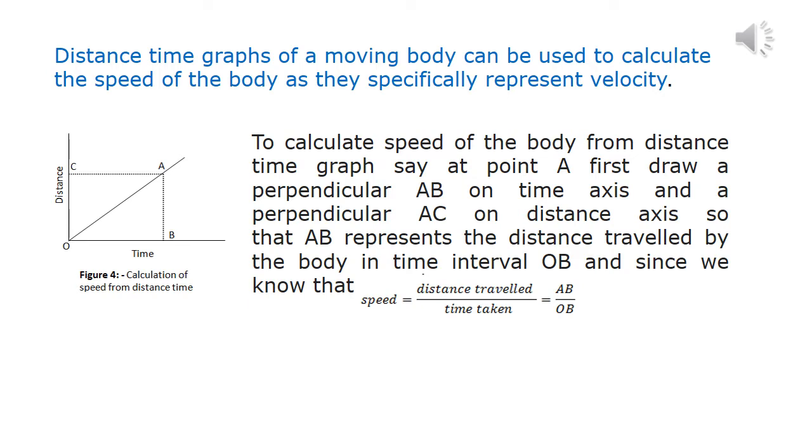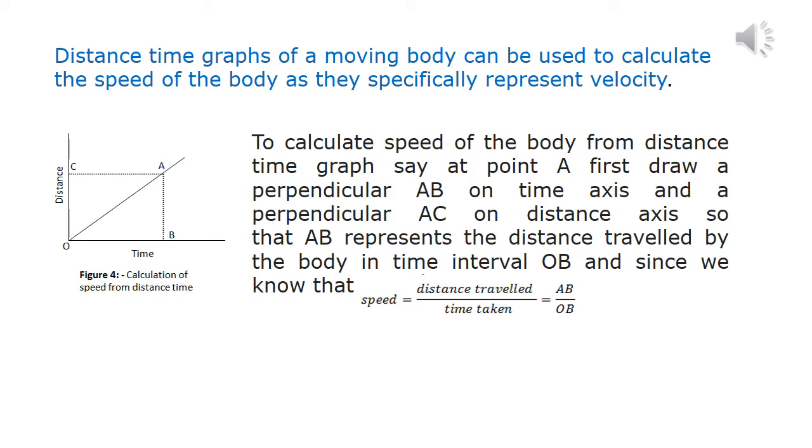What type of information do we get from a distance time graph? From the slope of the distance time graph we can find out the speed of the moving object. How? We all know that slope is calculated by tan theta. Tan theta is obtained by perpendicular by base of a right angle triangle. If we drop a perpendicular AB from point A on the time axis, we get one right angle triangle ABO, where B is the right angle.